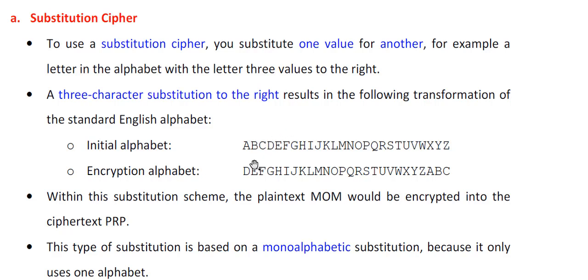B is substituted with E, C with F, and so forth. So here is the original or initial alphabet, and here is the encrypted alphabet. We will substitute one letter by another. So with, for instance, this substitution scheme, the plain text mom: M is substituted with P, O with R, and another M with P, which means that the plain text mom will result in an encrypted text, which is PRP.